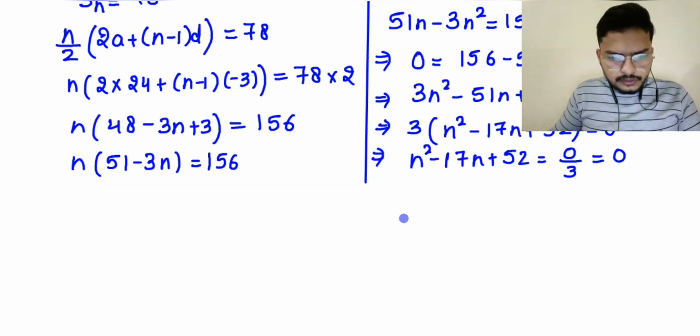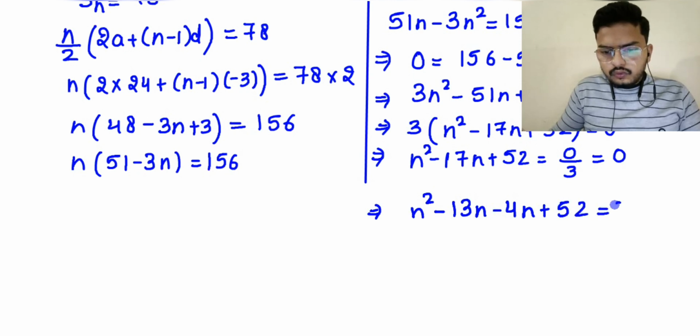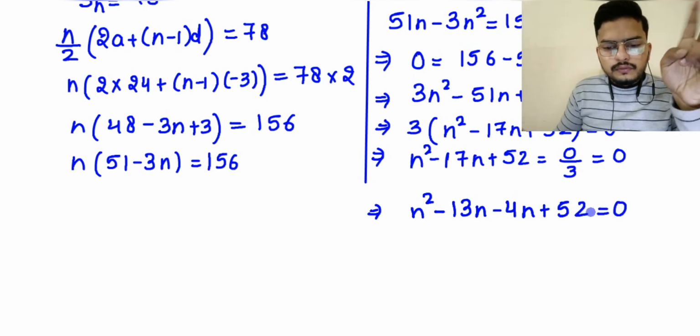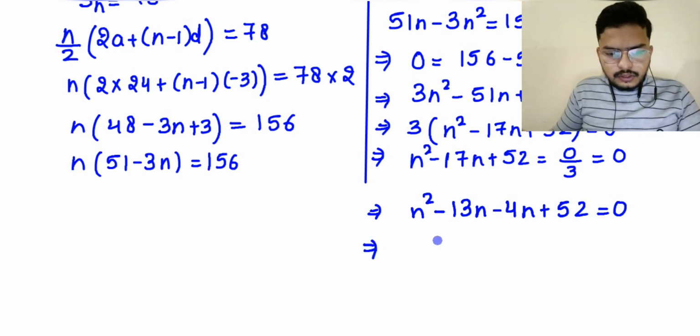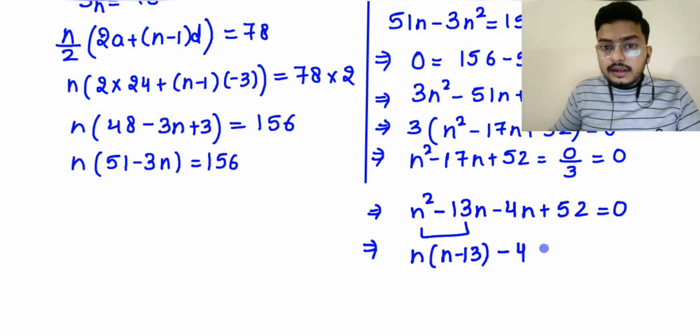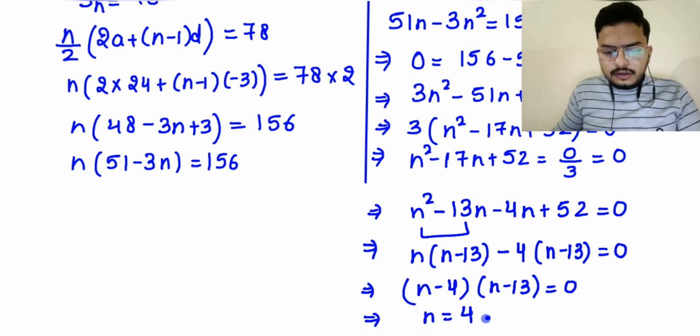So how can you do the splitting? Here we have n square minus 13n minus 4n plus 52 equals 0, because 13 and 4 are the two numbers which on multiplying give 52 and on addition give 17. From here we can take n common, that is n minus 13, and from here we can take minus 4 common, that is n minus 13 again, equals 0. So (n minus 4)(n minus 13) equals 0. From here we can easily say that the value of n is 4 and 13. That is our answer.